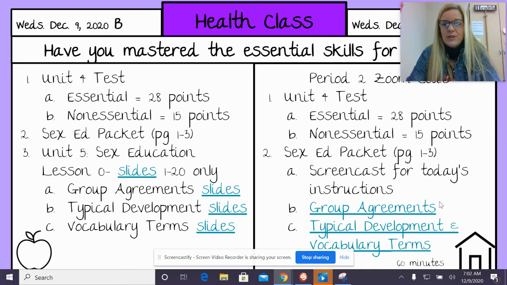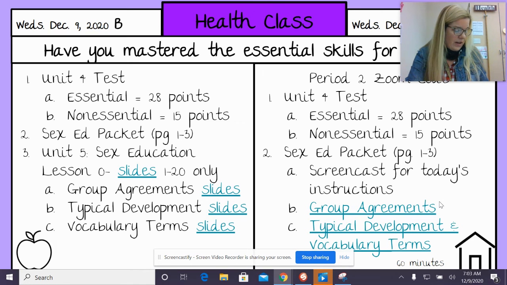So on today's slideshow, you should be going through slides 1 through 20. So after the group agreements, you'll be covering the typical development of males and females as we go through puberty, and also some basic vocabulary terms will be covered. So on page 2, there is information for you to fill in typical development of the female body and the male body as we go through puberty. So physical changes as well as some emotional changes.